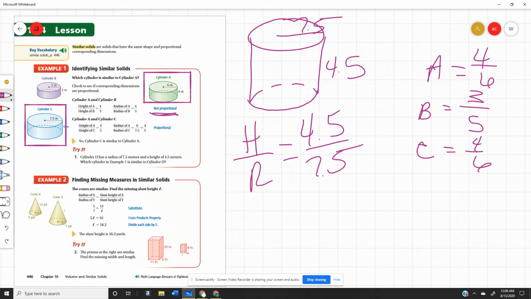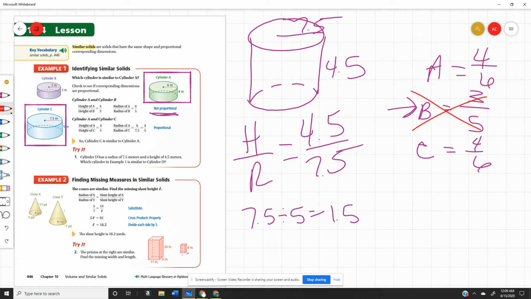So let's just for a whim look at B. Let's do 7.5 divided by 5. 7.5 divided by 5 is 1.5. Now let's do 4 divided by 1.5. 4 divided by 1.5 is 2.6 repeating. So it is not similar to B.